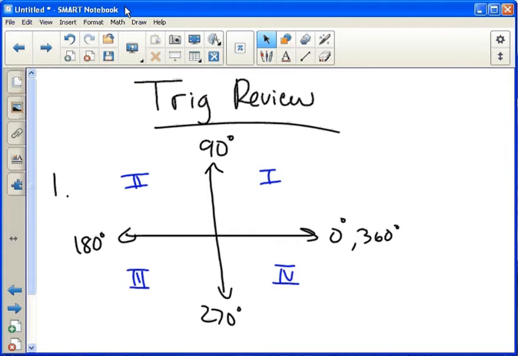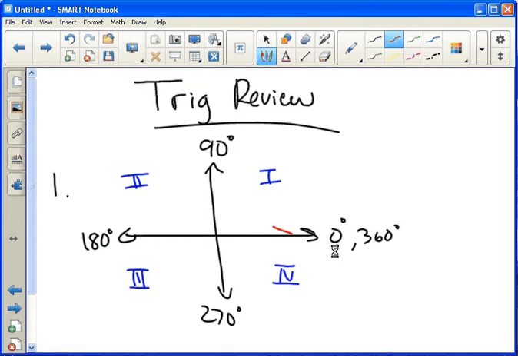Well, I've drawn it here for you. We've got 0, 90, 180, 270, and then back around to 360, and I've got the quadrants labeled with blue Roman numerals. Well, 155 degrees would fall between 90 and 180. So just a rough guess, it would be about there, which shows it would be in quadrant 2.